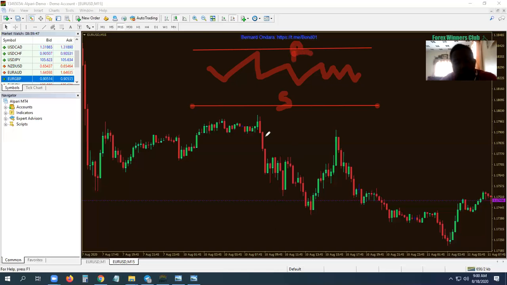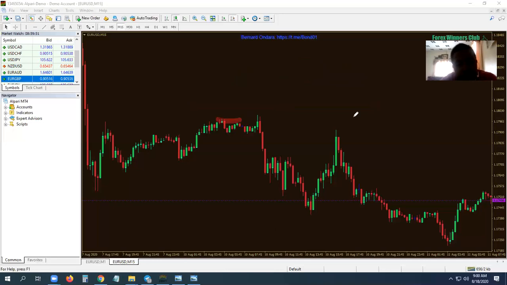Now, look at it. That is resistance. It resisted the market from going up here, resisted the market from going up here. So it's resistance. This is also resistance. Okay? This is support. Market could not go below. This is support. Market could not go below. Instead, it went up. This is resistance, support, support, resistance, support.